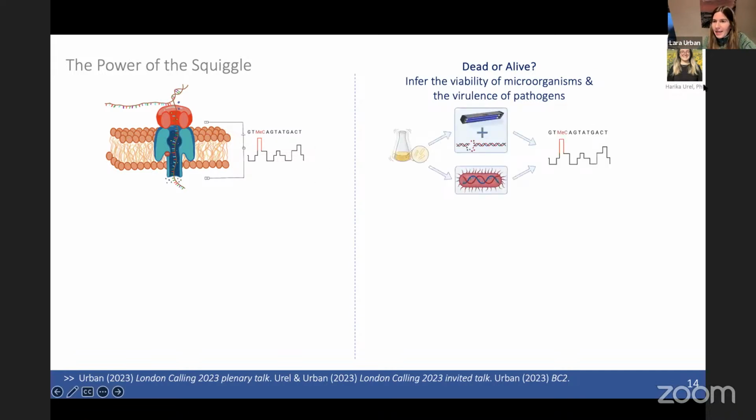So I asked our PhD student, Harika, who is actually doing all the AI heavy lifting in our lab normally, to grow bacterial cultures, just as a first easy experiment, and kill those cultures or let them live, and then nanopore sequence them to create the squiggle data. And we have then benchmarked a lot of different AI models or deep models on this squiggle data to predict if the DNA came from a dead or from a living organism.